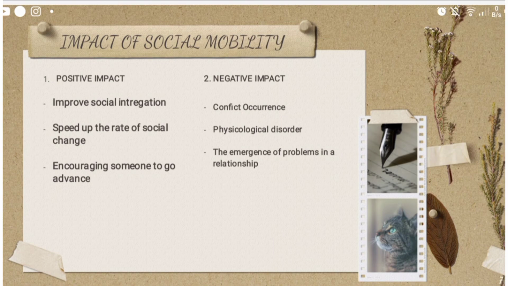For the impact of social mobility, there are positive and negative. For the positive impact, the first is improving social integration. The second is speeding up the rate of social change, and the last is encouraging someone to go forward. For the negative impact, the first is conflict occurrence, the second is psychological disorder, and the last is the emergence of problems in a relationship.